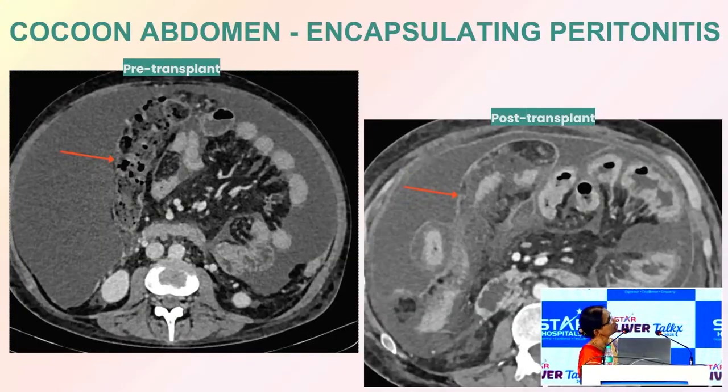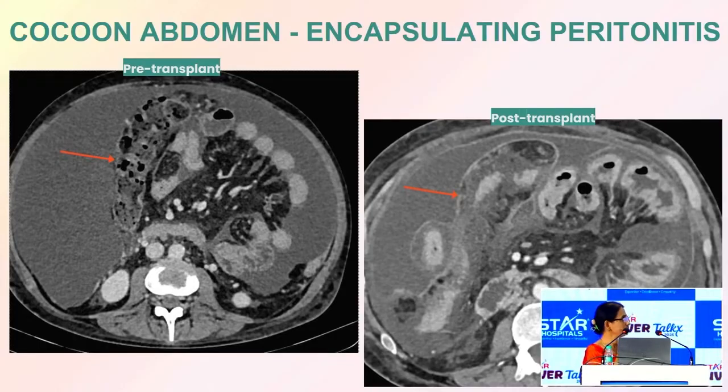Yeah, cocoon abdomen, encapsulating peritonitis. So this commonly can happen in CLD itself because of repeated episodes of SBP or repeated paracentesis, or sometimes because of associated infections. So look for cocoon. Normally in the ascites, the bowel loops should be free floating. So here we can see the peritoneum is thickened, enhancing, and the bowel loops are all clumped in the center of the abdomen. So this is a cocoon abdomen. It makes for a difficult transplant.